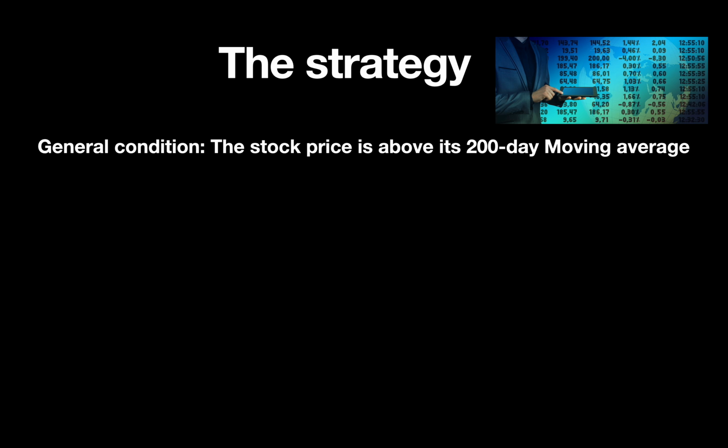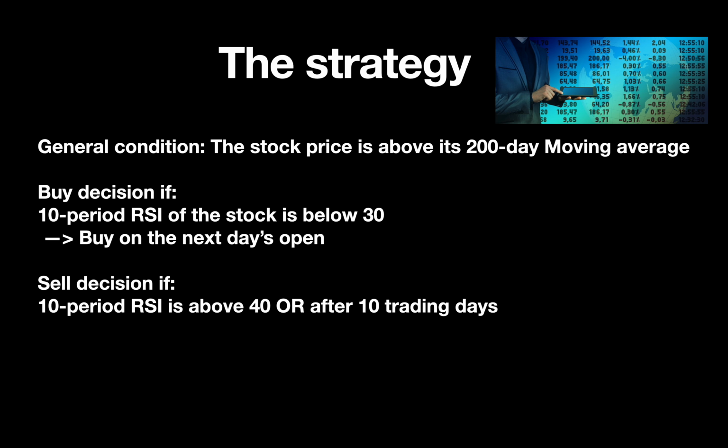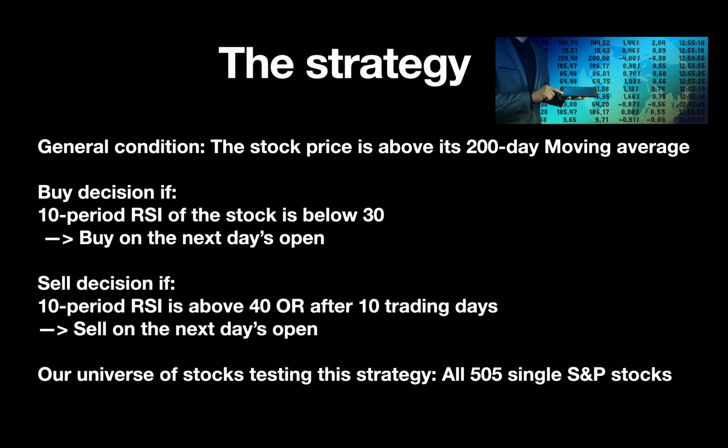So we have a general condition, so imagine any stock. And we are only getting into the next steps if the stock price is above its own 200-day moving average. If that's the case, then we are buying this stock if the 10-period RSI, which we'll come to in some seconds, of this stock is below 30, and we are buying that on the next day's open. We are selling this stock if the 10-period RSI is above 40 or after 10 trading days, so the maximum holding period is 10 trading days. And again, we are selling on the next day's open. We will apply the strategy to all 505 single S&P 500 stocks.